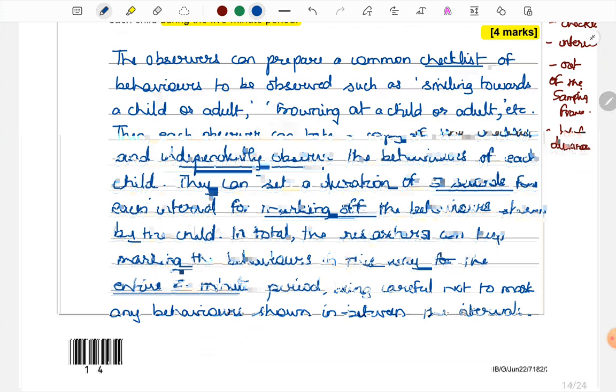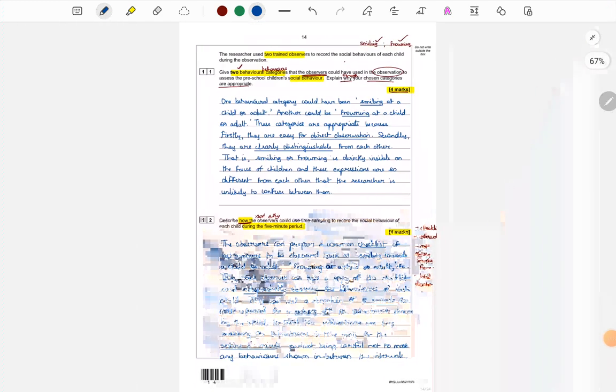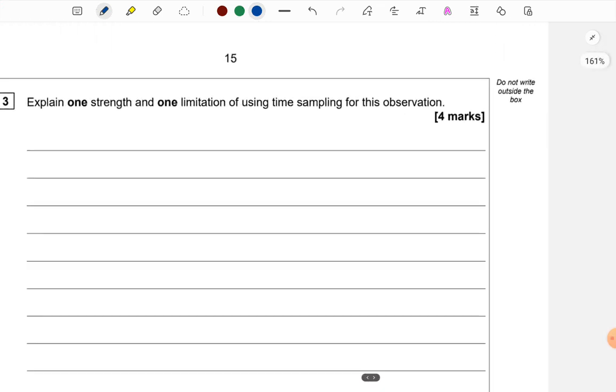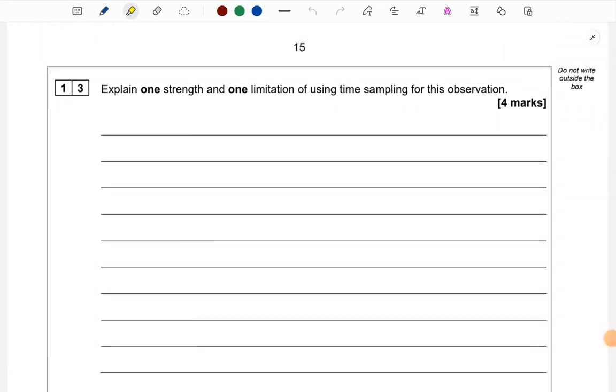Okay, so this is how we can present this answer. Let's move on towards the next question. Explain one strength and one limitation of using time sampling for this observation.